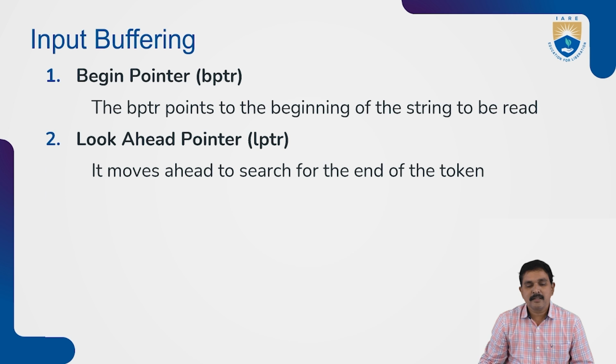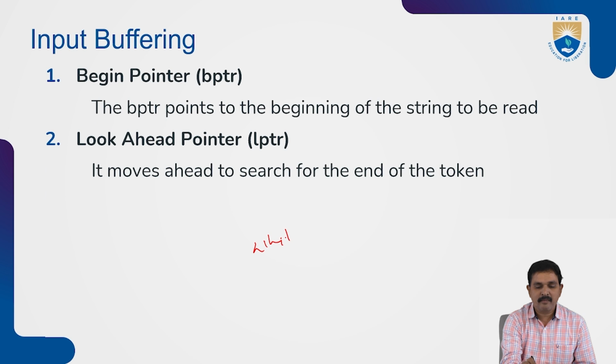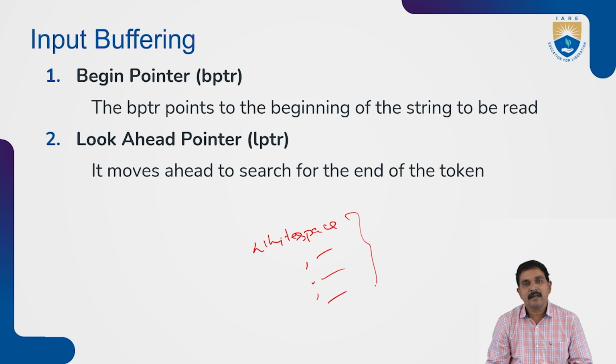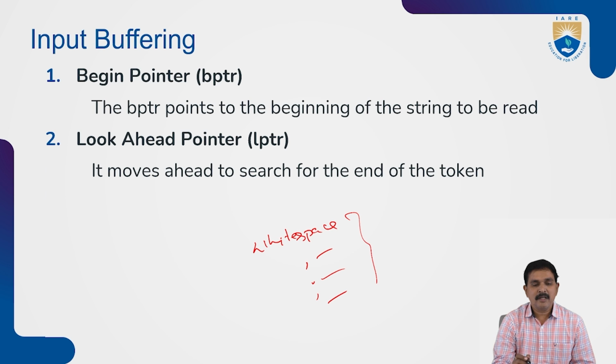The look ahead pointer moves forward to search for where the particular token ends, the ending position. How can you recognize the ending position of the token? You encounter white space, commas, semicolons, and other separators. With that, the compiler easily recognizes a separate token, a separate word, or a separate lexeme.